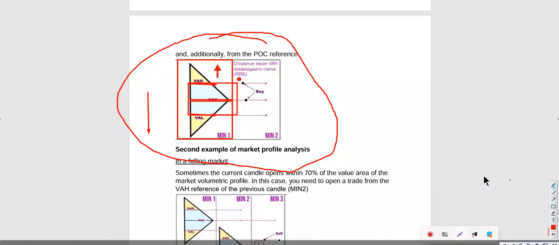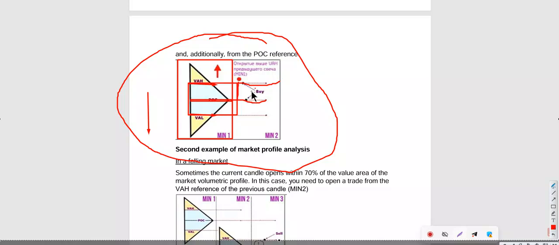Now suppose the next candle opens in between the value area high and POC. The opening of the next candle is in between this area. Please note each and everything carefully. Don't ignore any point. All the things should remain in your mind, because later we will discuss these things, these terms, and these references.